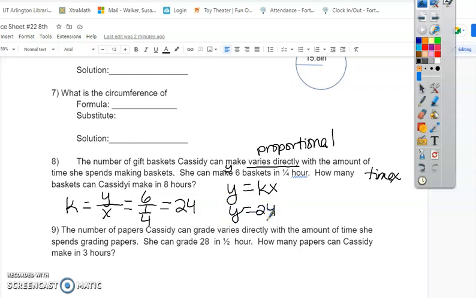How many baskets can Cassidy make in 8 hours? So you put 8 right there and solve for it. You are going to do the same exact thing on number 9, except it's talking about the number of papers Cassidy can grade. It's still this because it says varies directly, okay? This one's a little easier because it's a half an hour, okay? So hopefully that will be easier for you. And then number 10, ordering, you're going to do that one by yourself.